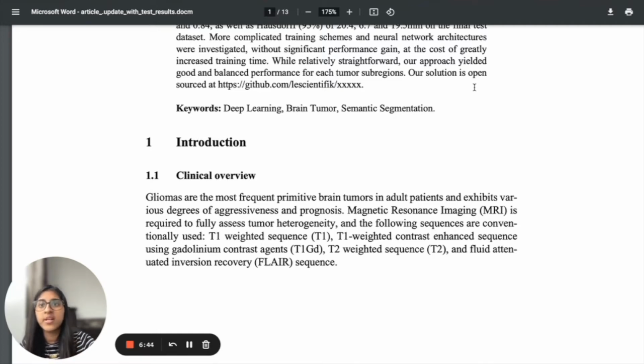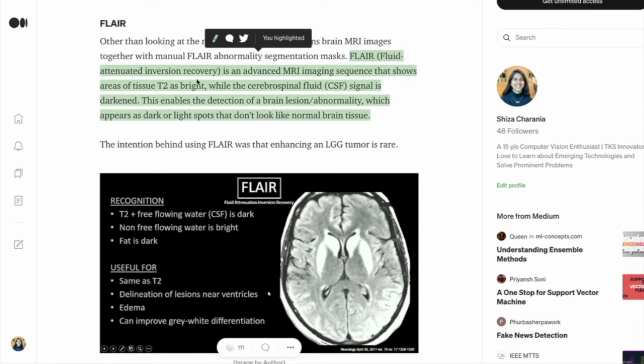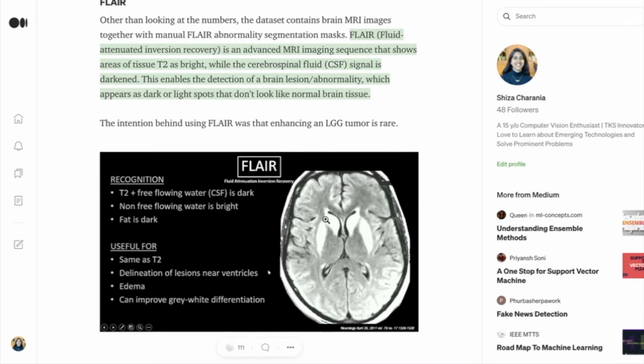There's also FLAIR. And I did look into this a bit for my 2D segmentation project over here, because FLAIR is basically an advanced MRI imaging sequence. And it shows the areas of tissue of T2 as very bright. So you see these ones, and these are cerebrospinal fluid. The cerebrospinal fluid is basically darkened, and then the areas of tissue T2 are bright. So you can kind of see that here.